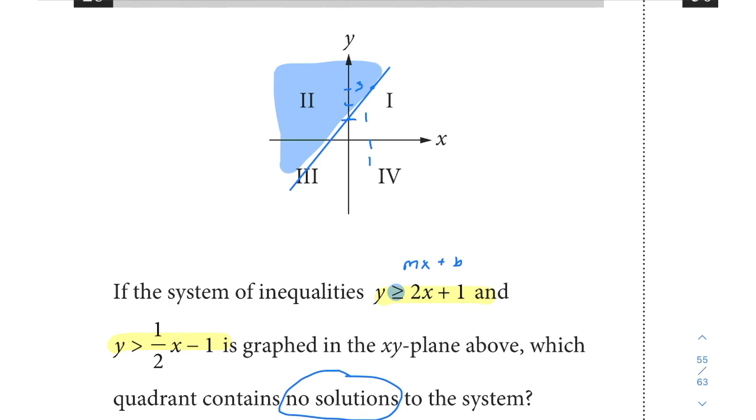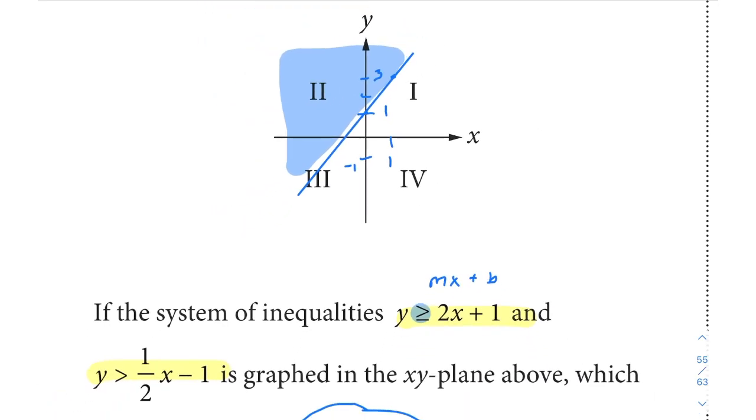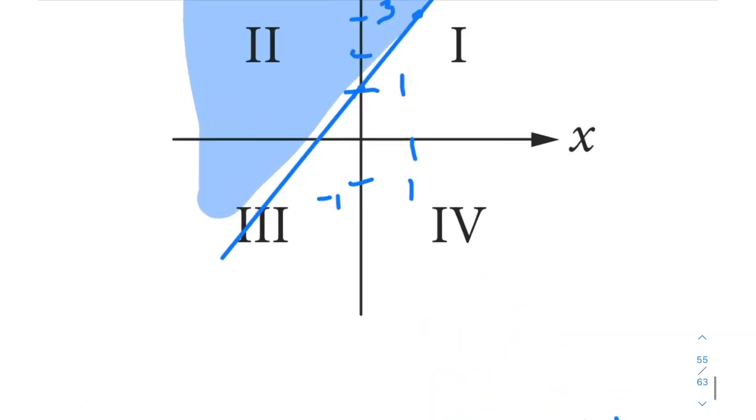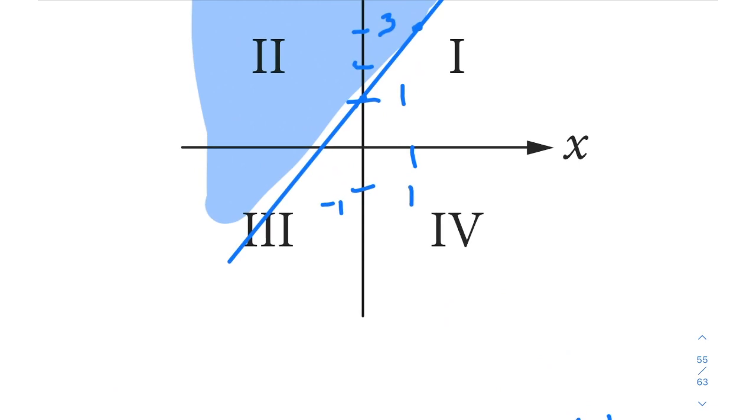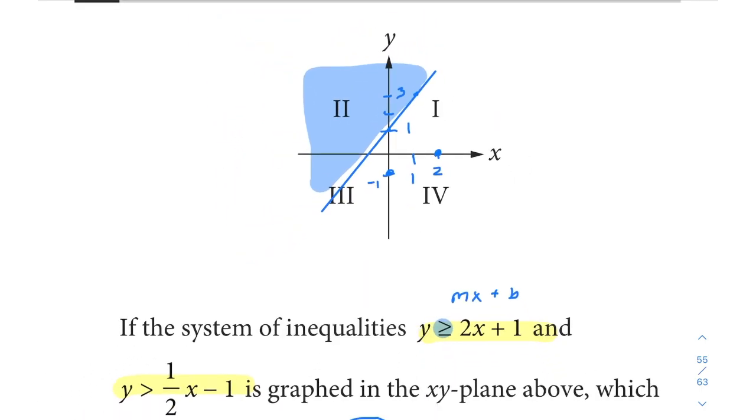Now the second one says y is greater than 1/2 x minus 1. So we're going to do something similar. It's still in slope-intercept form. So we can mark our intercept at -1. And then here we have a slope of 1/2, which means we're going up 1 and over 2. So that would be up 1 over 2 and take us here. And then we can draw this line because it's greater than instead of greater than or equal to, because it doesn't have that line underneath.